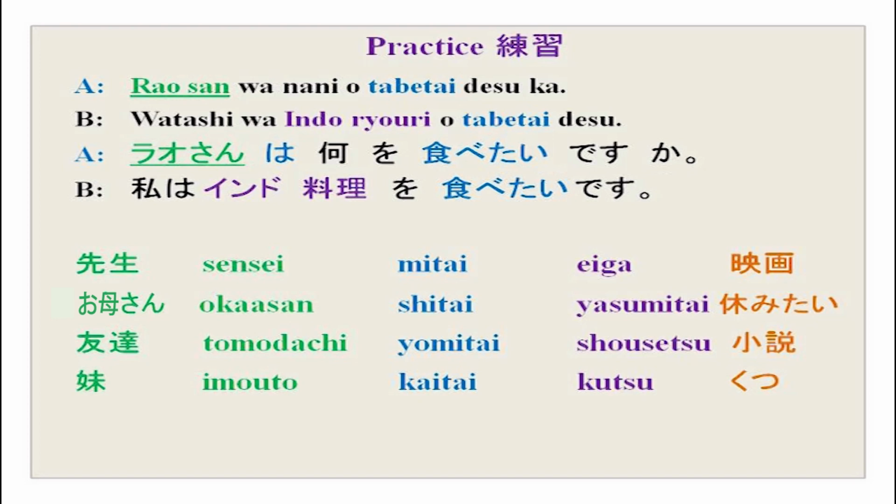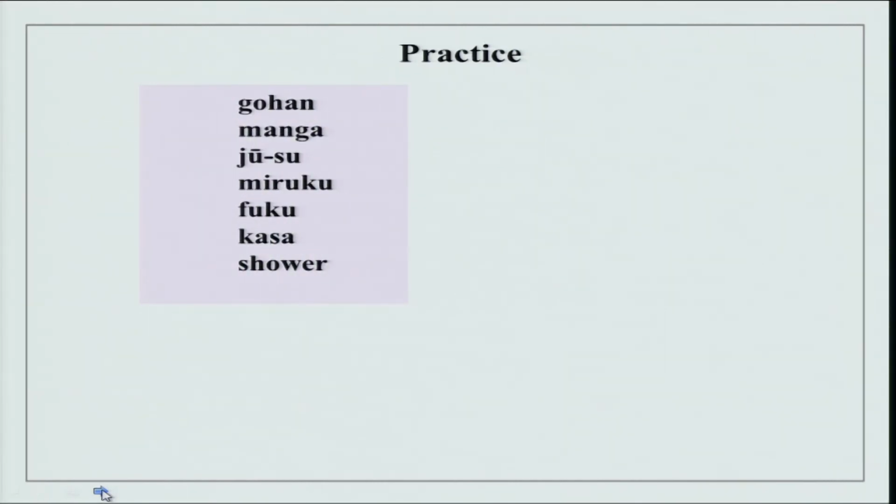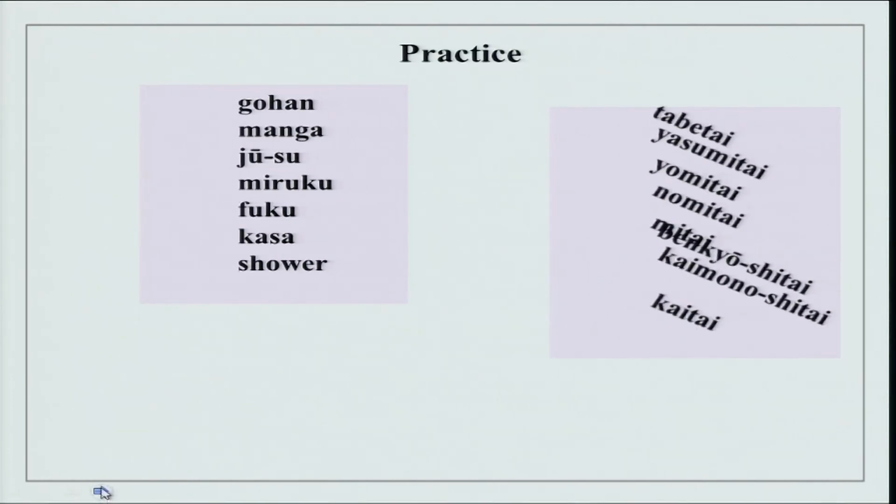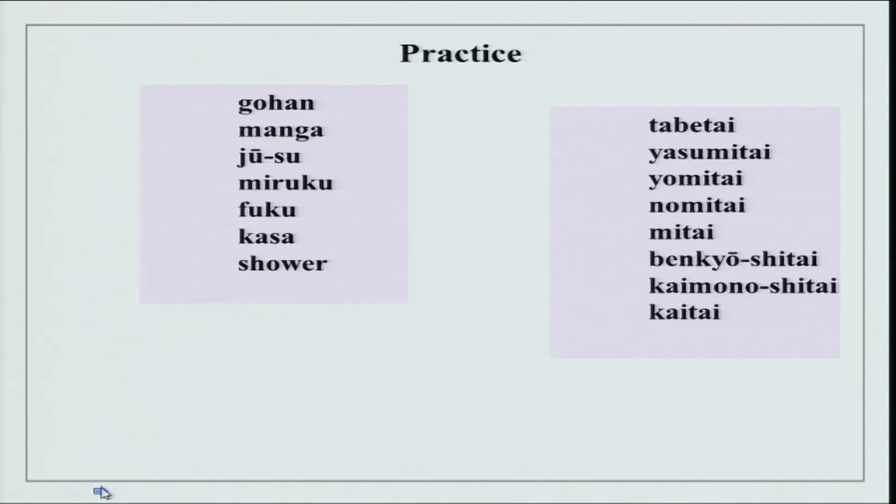Now, let us see what we have next. Well, there is a small practice. There are a lot of words all jumbled up. The sentences are not made. These are all jumbled up words over here, and you have the verb form in tai over here. You can make different combinations. You can add the vocabulary for watashi or Tanaka-san or any name you can put over there, and then you can make a sentence. Tanaka-san wa juice o nomitai. Tanaka-san wa milk o nomitai. Tanaka-san wa fuku o kaitai. As is given over here, watashi wa gohan o tabetai.